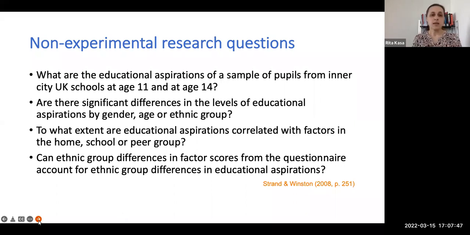Also, we can ask, can ethnic group differences in factor scores from the questionnaire account for ethnic group differences in educational aspirations? Meaning, can we detect that there is some difference in educational aspirations based on the ethnicity of students? And of course, again, this data would be collected through surveys conducted engaging a sample of students. These are the types of questions that we can examine in a non-experimental way.